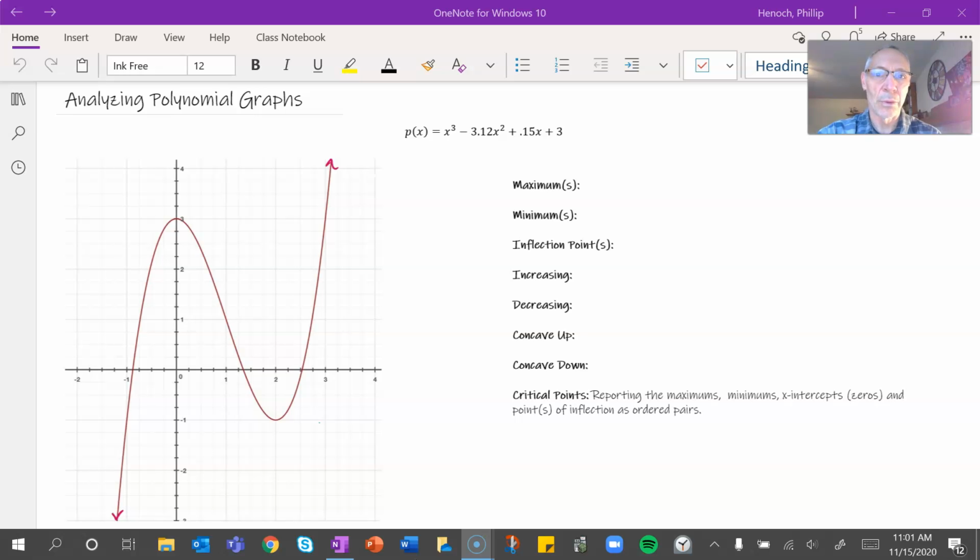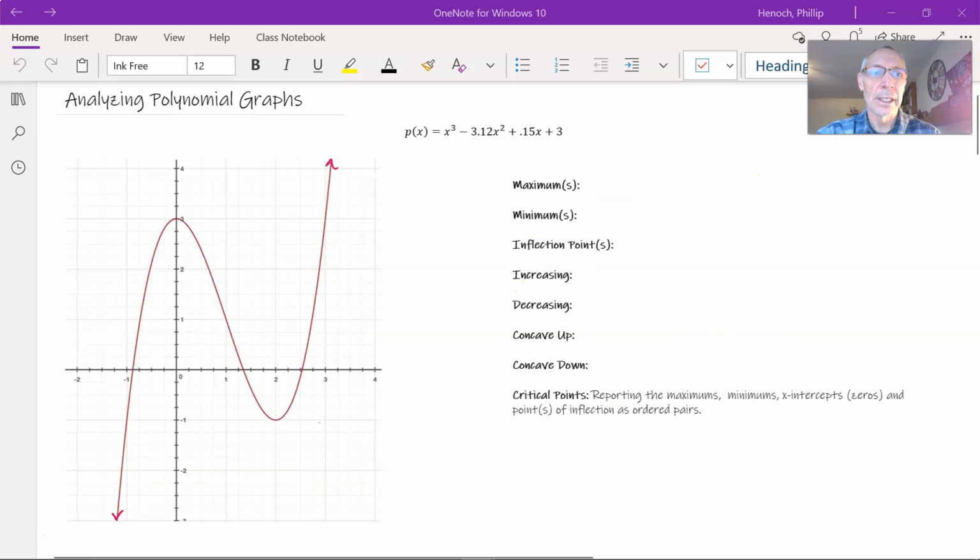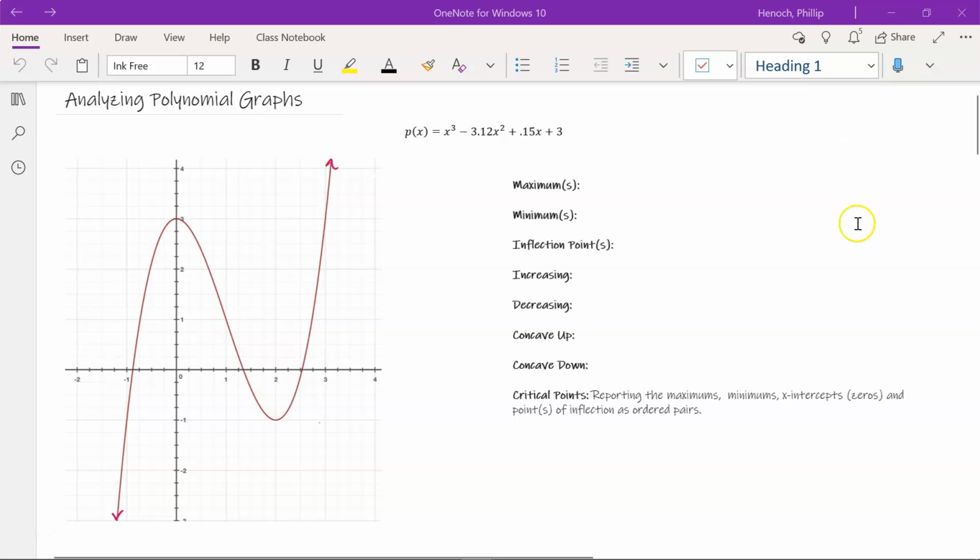This is topic 4b. This is a little bit more detail oriented, and we use a lot of the vocabulary that you saw on the Learning Goals page. So we're going to be talking about maximums and minimums, inflection points, increasing, decreasing behavior, concave up, concave down. The first thing we do is I like plotting all the critical points. So that's maximums, minimums, x-intercepts, and we'll talk about points of inflection in just a little bit.